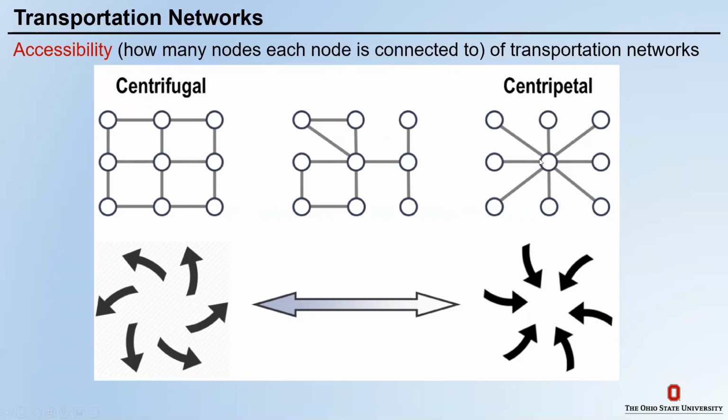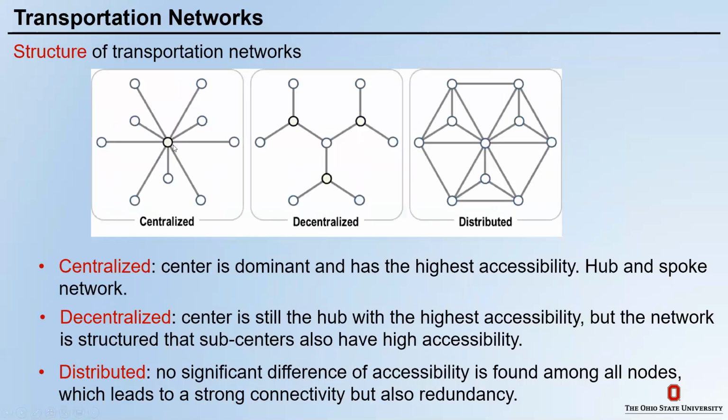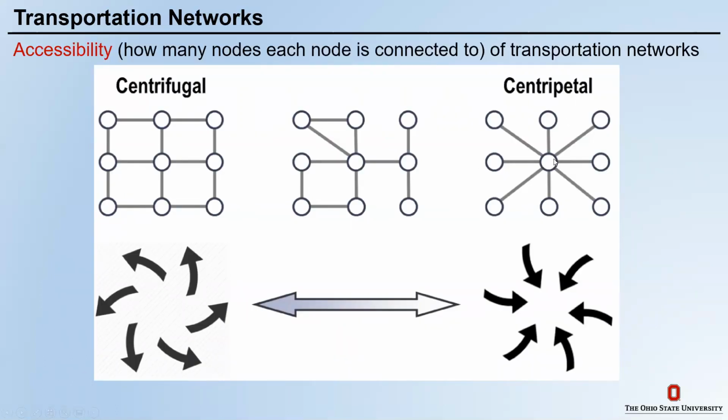Okay, so this is a typical centralized network, right? All nodes are connected to the central node, which is the hub of the network. So how about the accessibility here? The hub of the network has the highest accessibility because it is connected to all the rest of the nodes. And for the other nodes, they have the same accessibility because each one of them is only connected to the central node, not to any other nodes. Which means that this central node has the highest priority, has the highest accessibility.